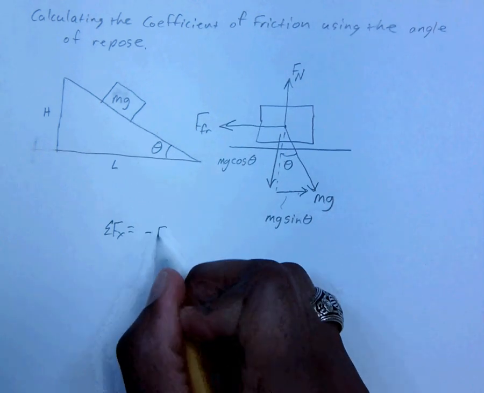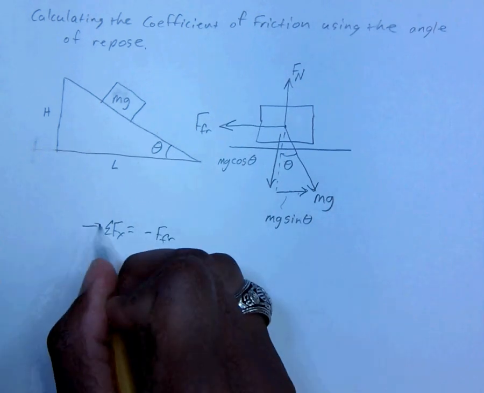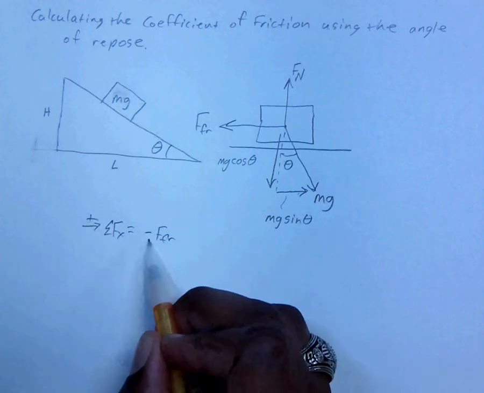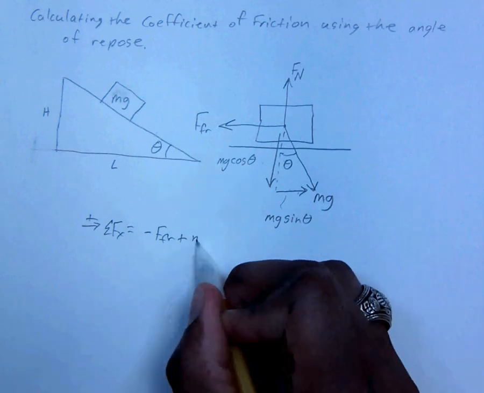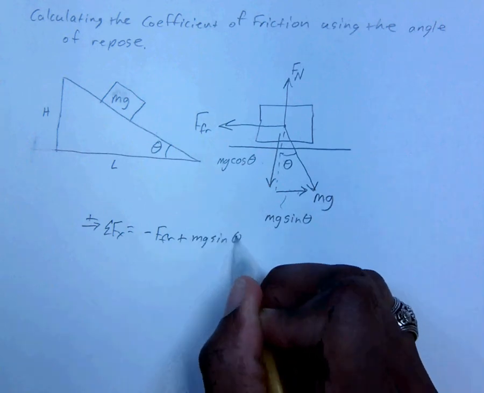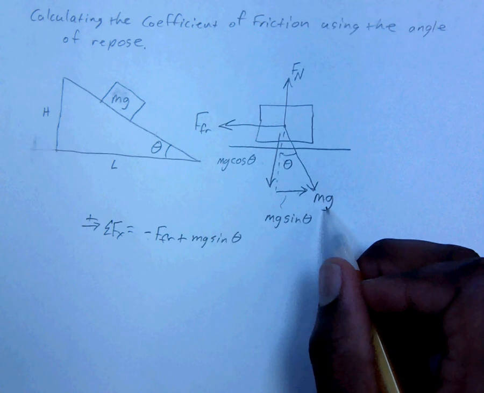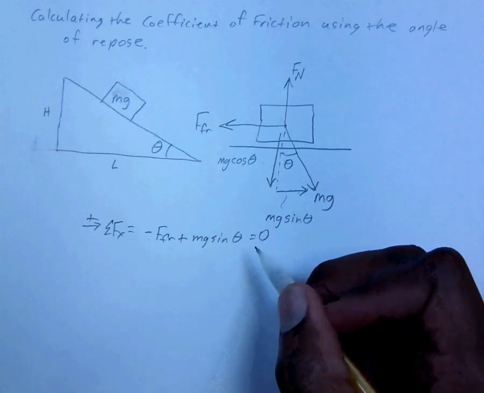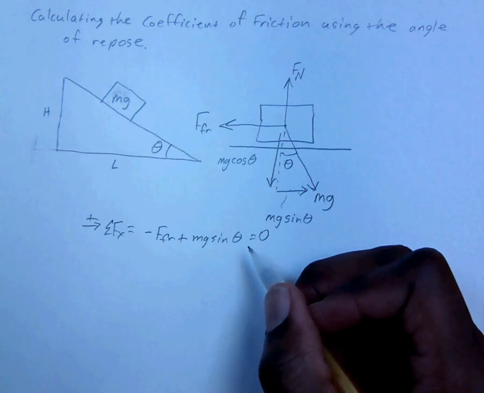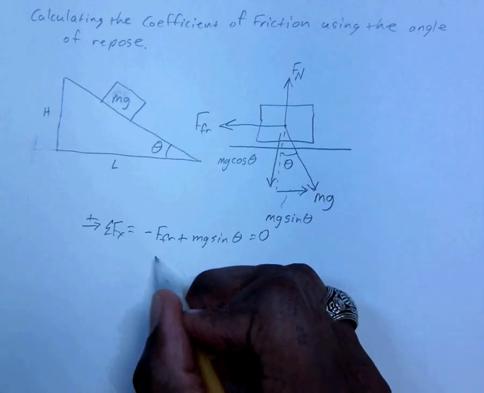So that's negative friction force. We're going to the right is positive, so we're going to subtract friction force that's going to the left. And then we're going to add this mg sine of theta, so that component of our weight, and that's going to equal 0.